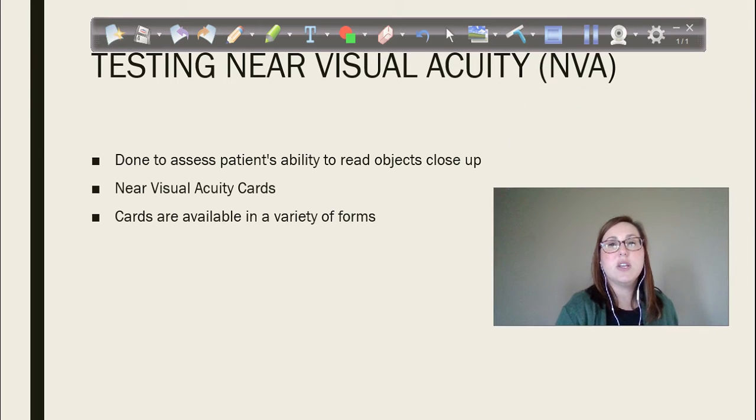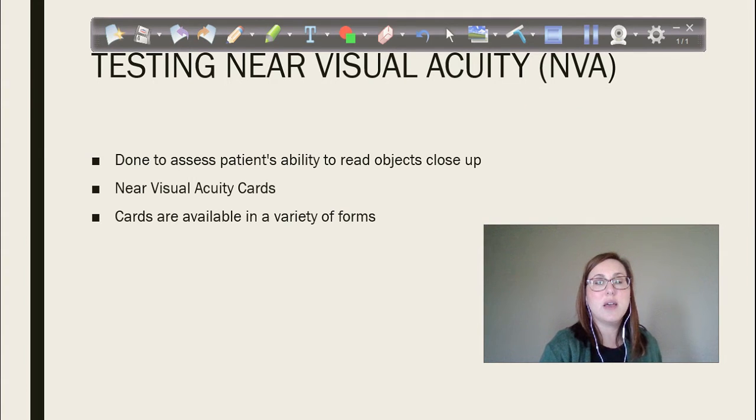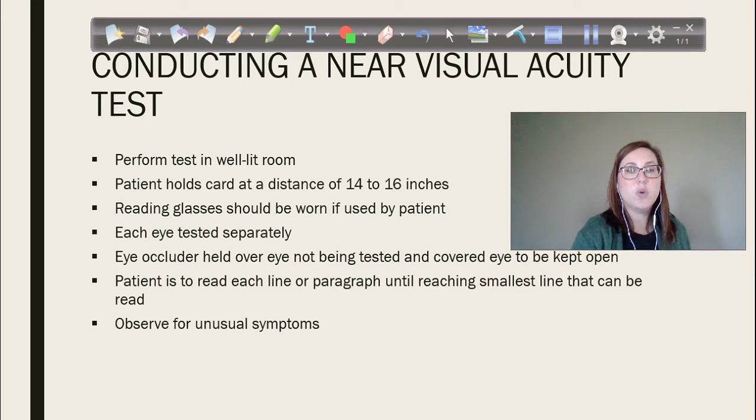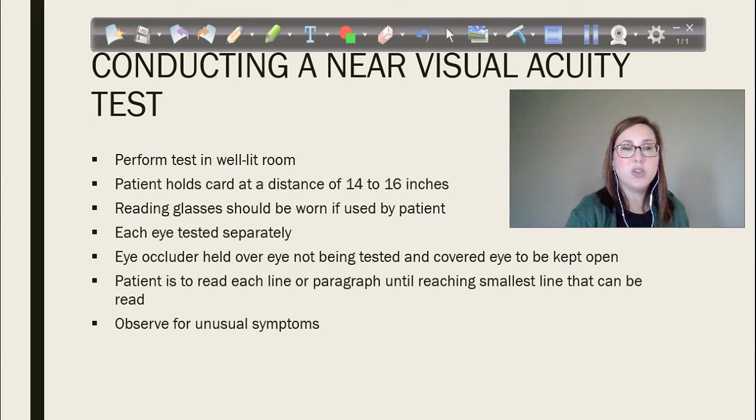So then we test near visual acuity, and again, we're testing the ability to read objects up close. There's different kinds of cards that you can use to do this test. Again, you want to perform it in a well-lit room. You want to hold the card at a distance of 14 to 16 inches away from the patient. If they wear reading glasses, you're going to want to have the patient wear those as well. And then you're going to test each eye separately again.